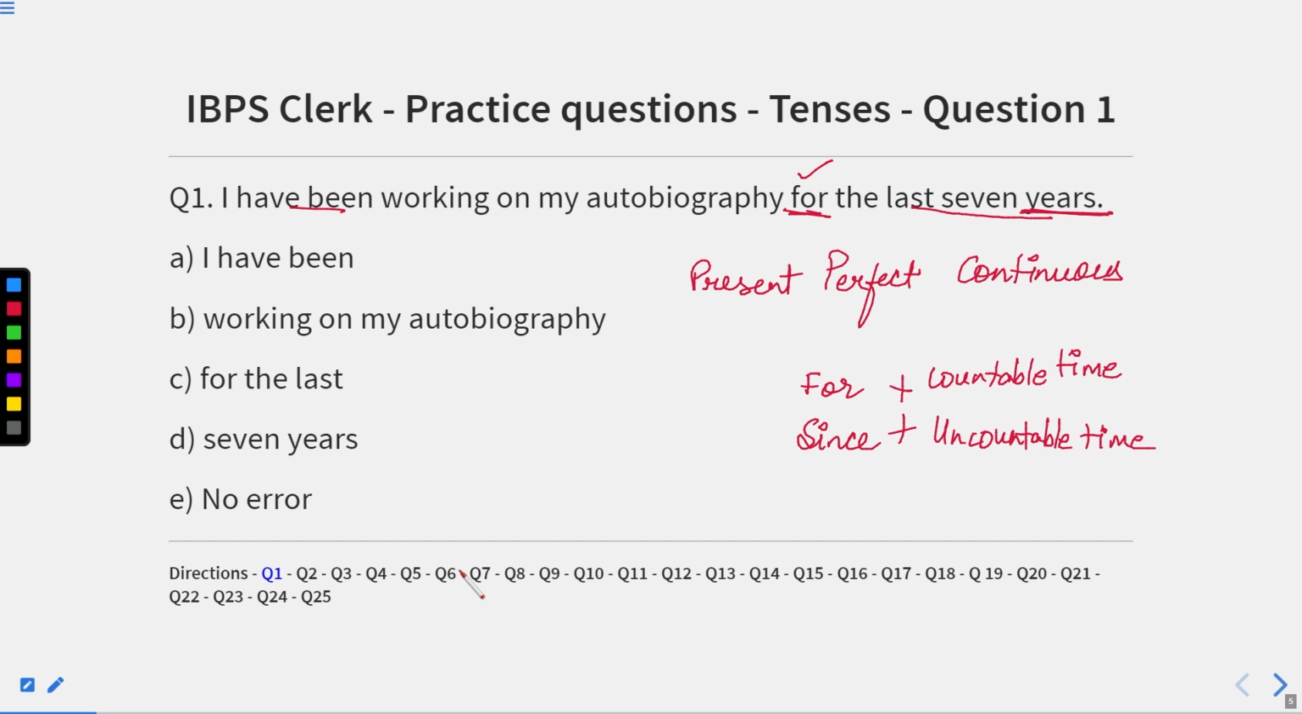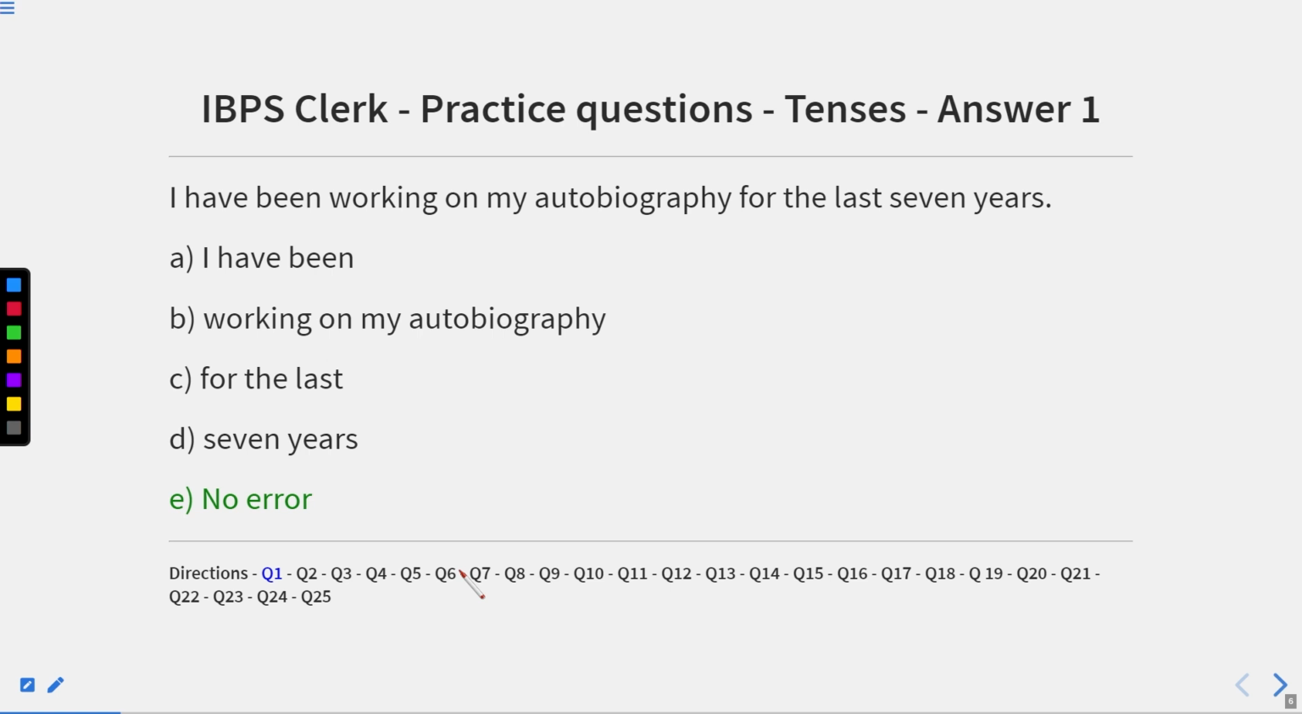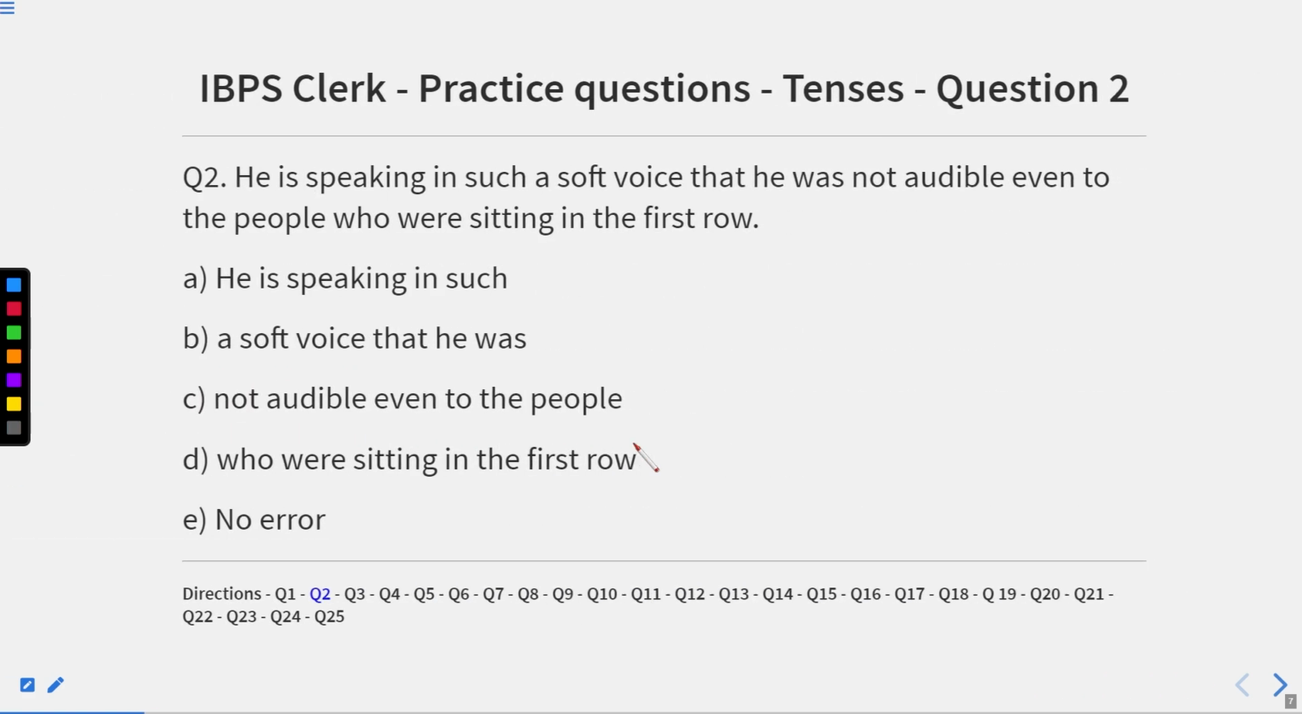It means the first sentence that we are doing is actually error free. Therefore our answer should be no error. So here you can see that the answer is no error. So this is the answer. So our answer is E, that is no error. Now let us move to the next question.